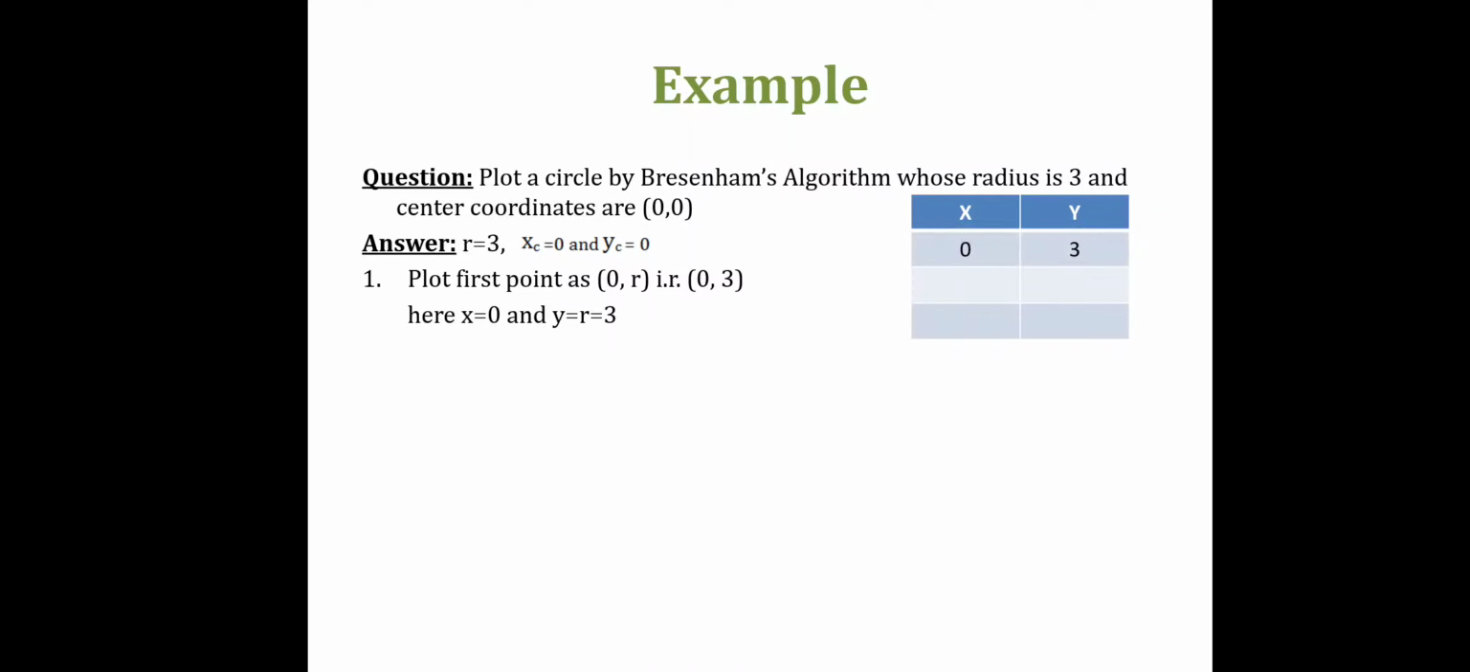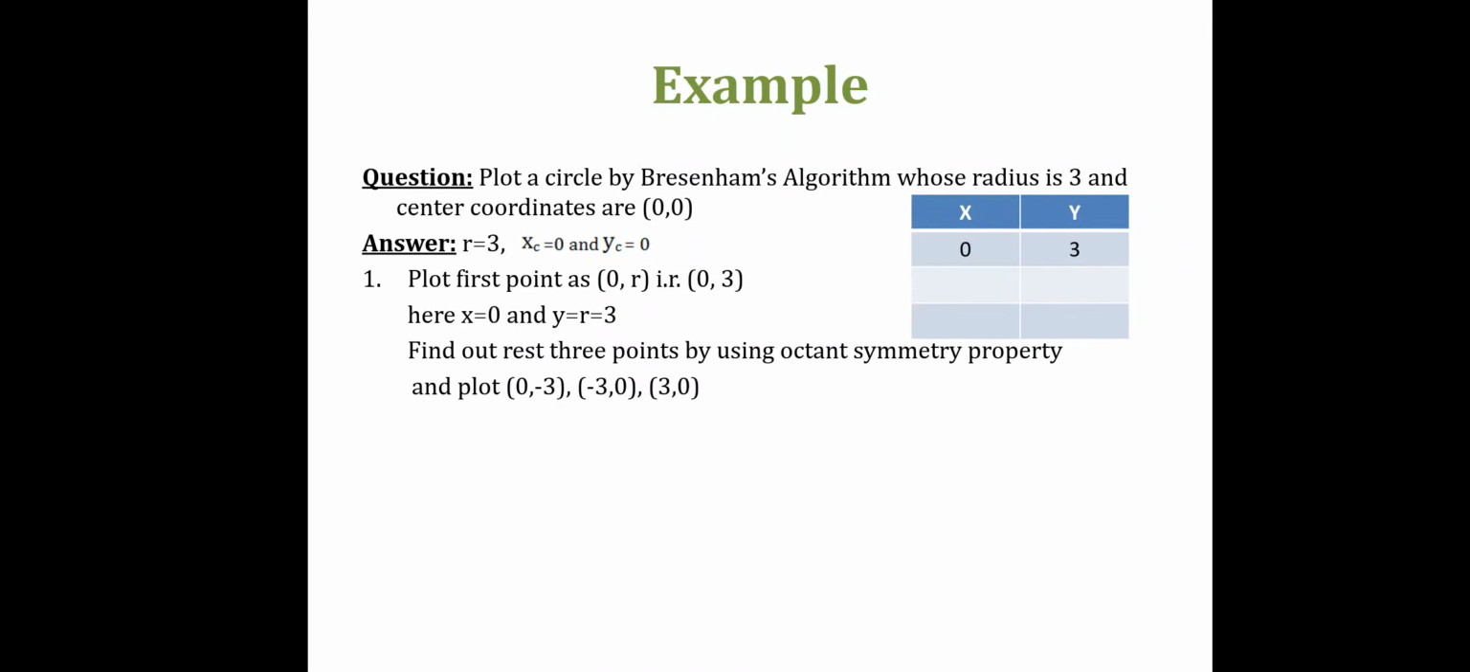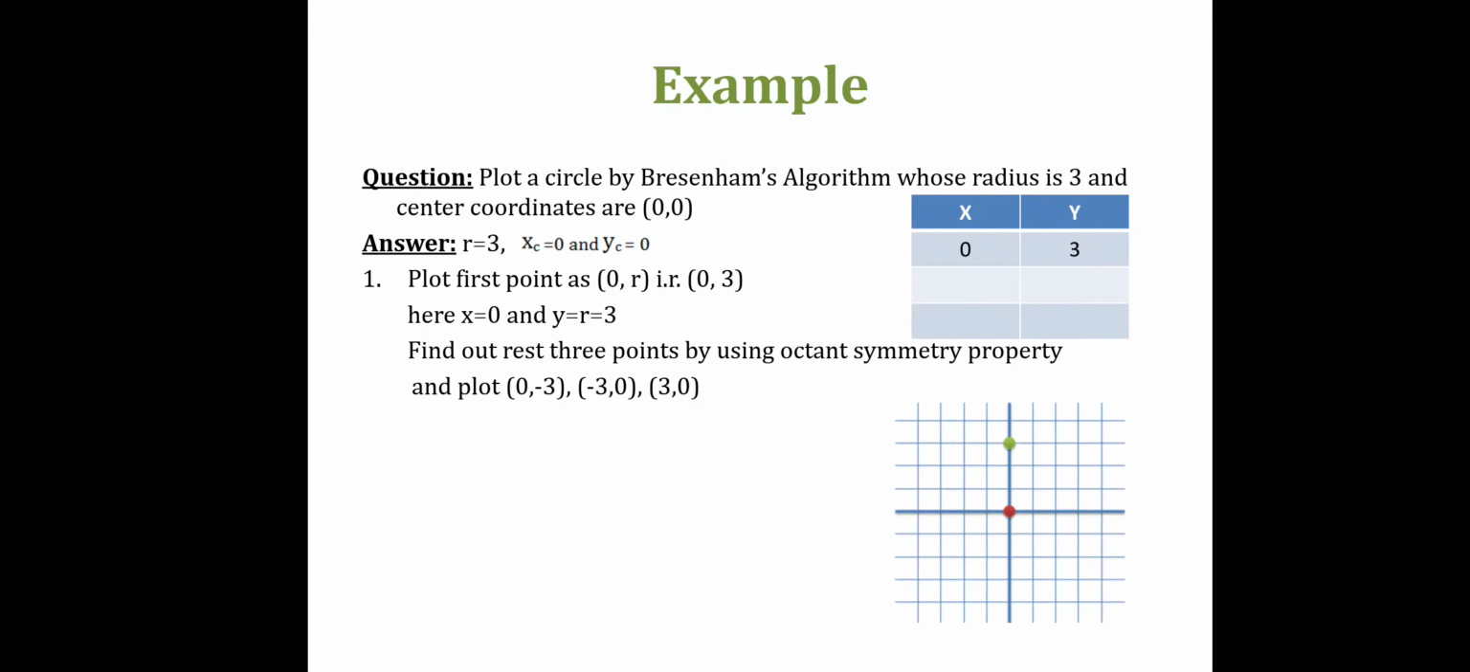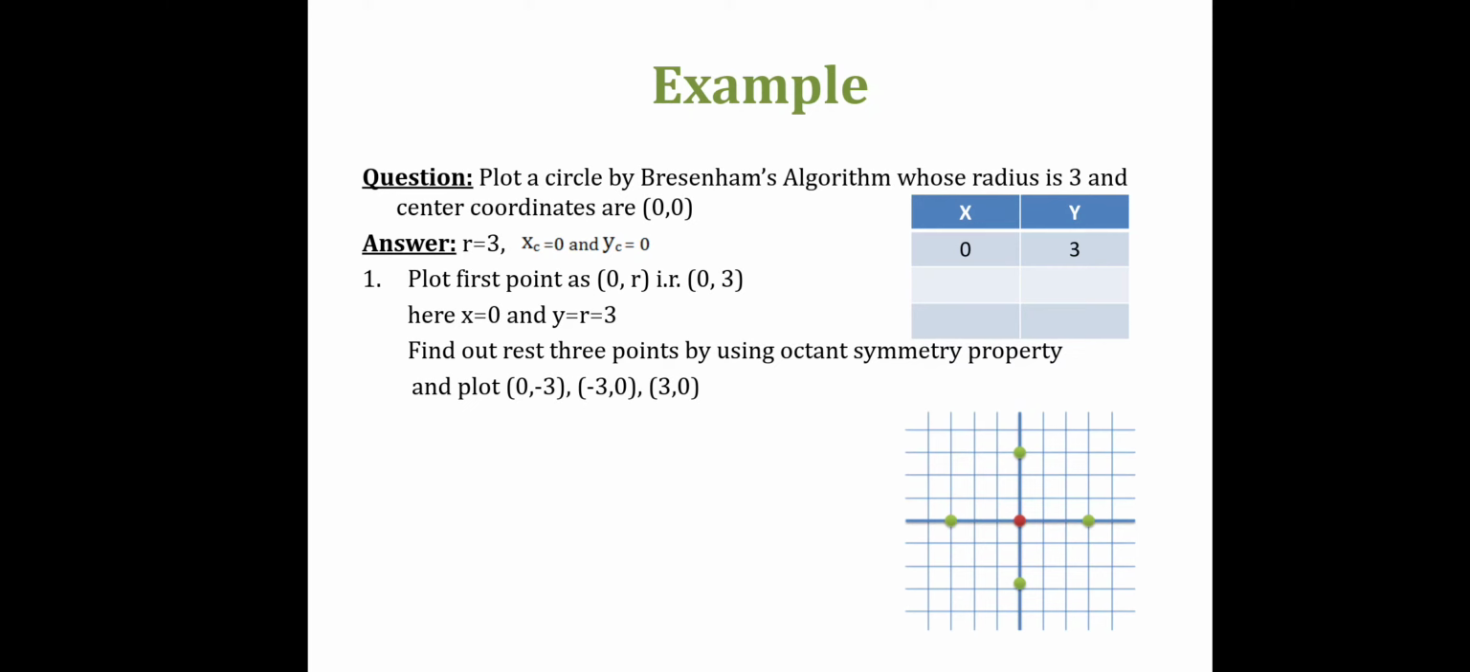So the first point will be 0 comma 3 and I am plotting that point like this, 0 comma 3. Then we have to replicate this 0 comma 3 by using that octant symmetry property. So in this way I am replicating all the points. The next thing we have to calculate is our decision parameter. So what is the initial value of decision parameter? It is 1 minus r. So 1 minus 3 becomes minus 2. Now I will check what is the value of p.